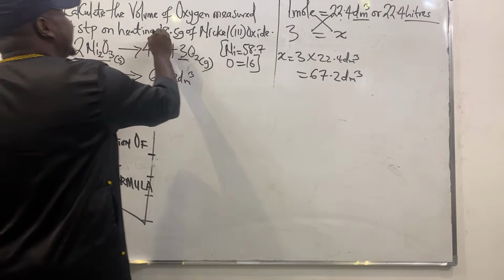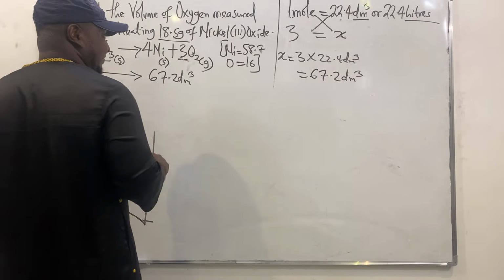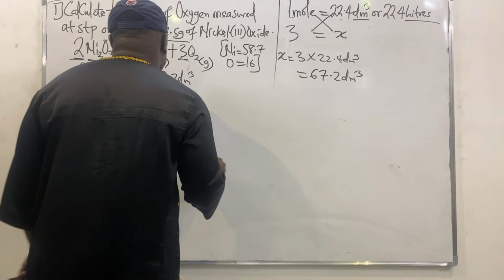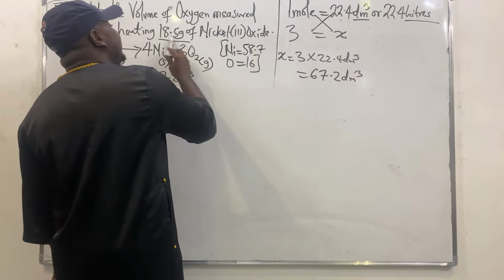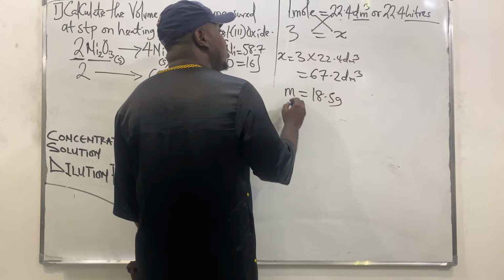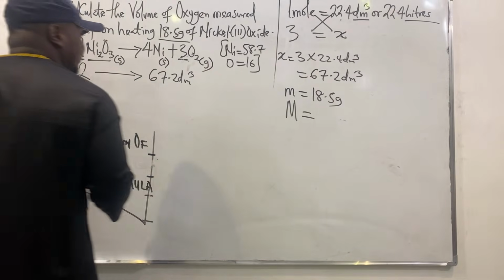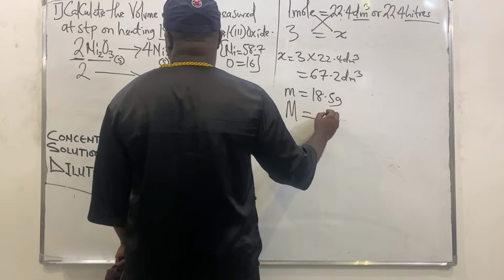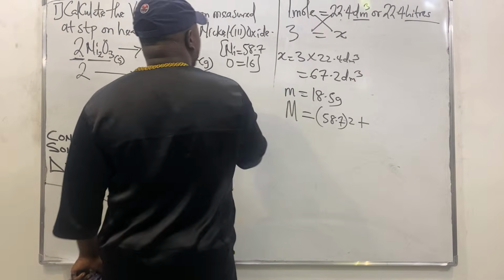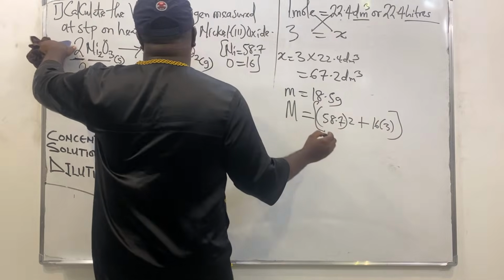Now if you have 18.5 grams of nickel 3 oxide, what volume of oxygen will be formed? Calculate the volume of oxygen measured. Class, we must convert this 18.5 grams of nickel 3 oxide to moles. The mass of nickel 3 oxide is 18.5. We must find the molar mass of nickel 3 oxide. Ni2, Ni is 58.7 times 2 plus O3, O is 16 times 3. Now everything multiplied by 2 because it's 2 outside.